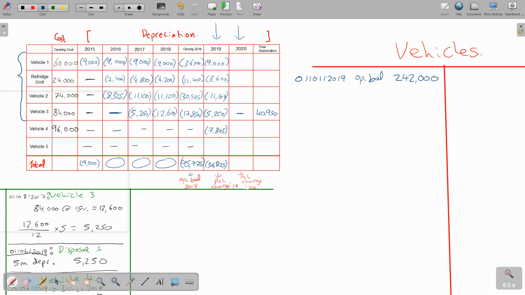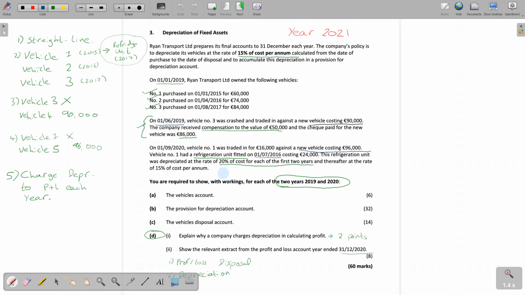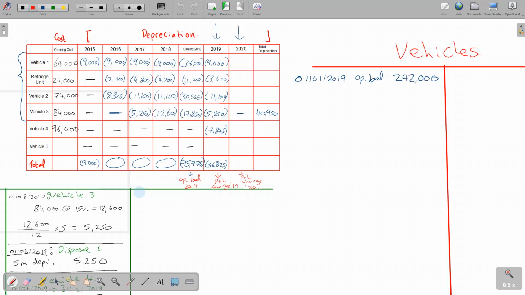Now, for the last part of the table, the adjustment, we'll go back. So we can see that vehicle number 1 was traded on the 1st of the 9th, 2020. So we have vehicle 1 and the unit, the refrigerating unit. So it was disposed of.